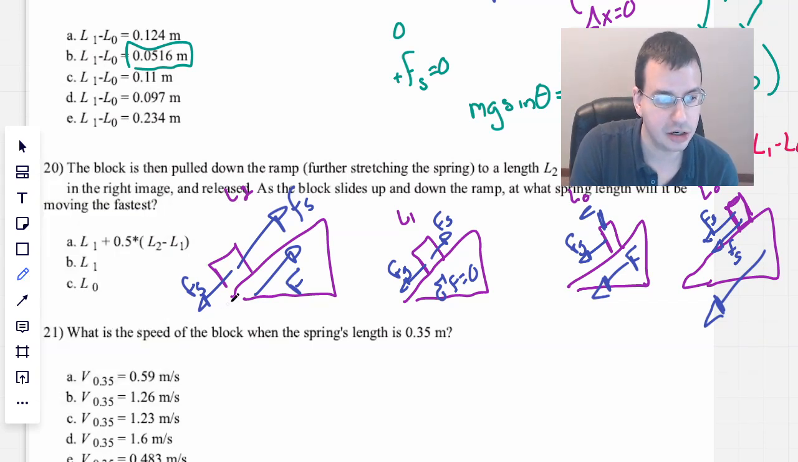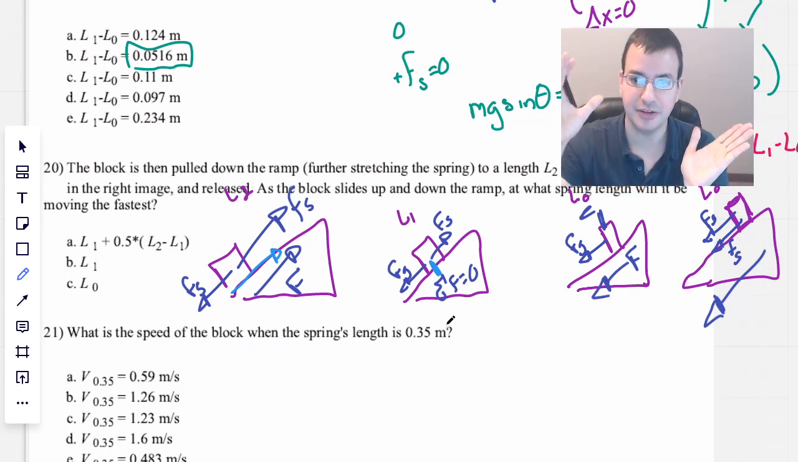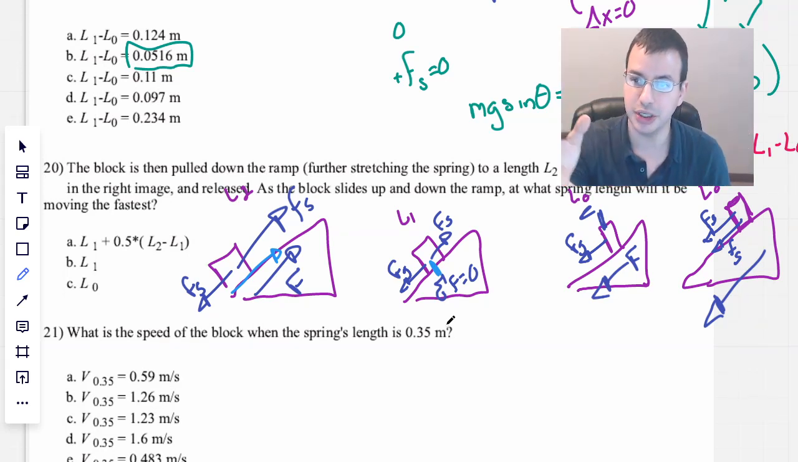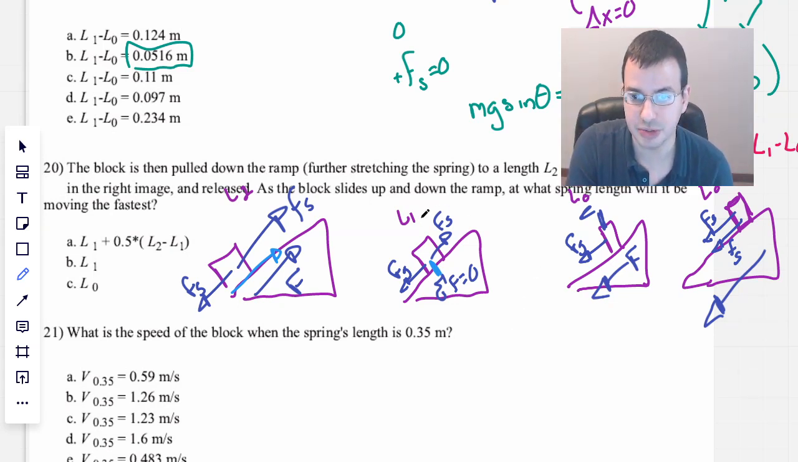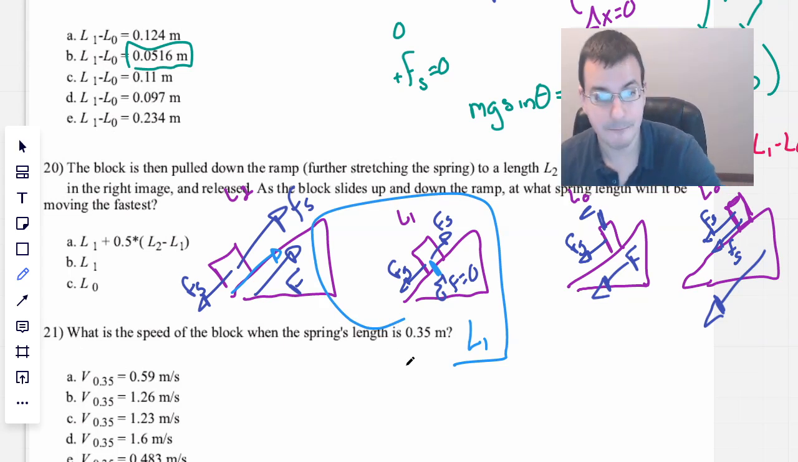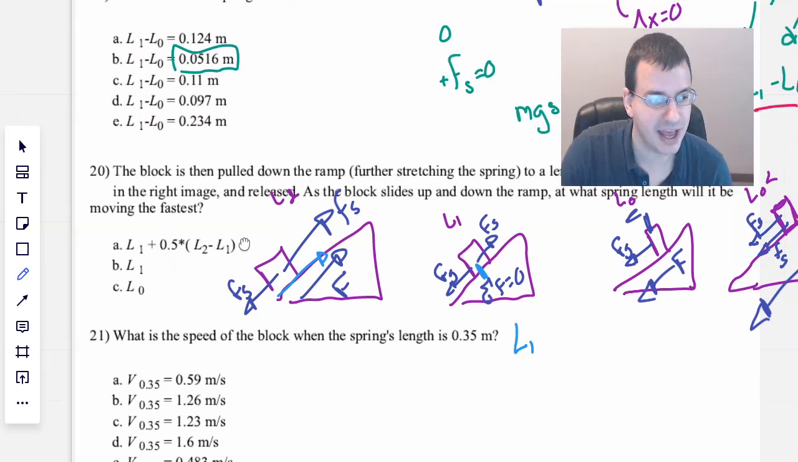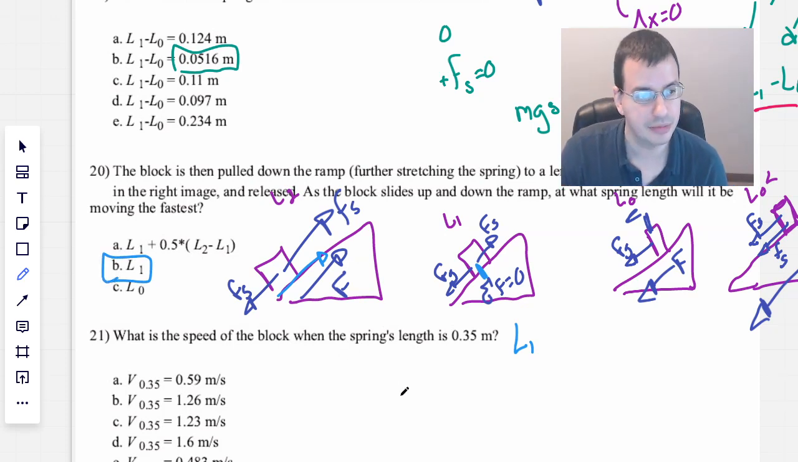So if we start here, we get a building acceleration upward, and then right here, that's when our acceleration is cut off. So we maximize the amount of acceleration going up, and as soon as we cross the point where we're no longer accelerating, that's going to be our maximum speed. So we're going to have a maximum speed here, and then the speed will start diminishing before it turns around. So L1 will be the point where it has the most speed upward. So at what length will it be moving the fastest? L1, right there. Yes, that is correct.